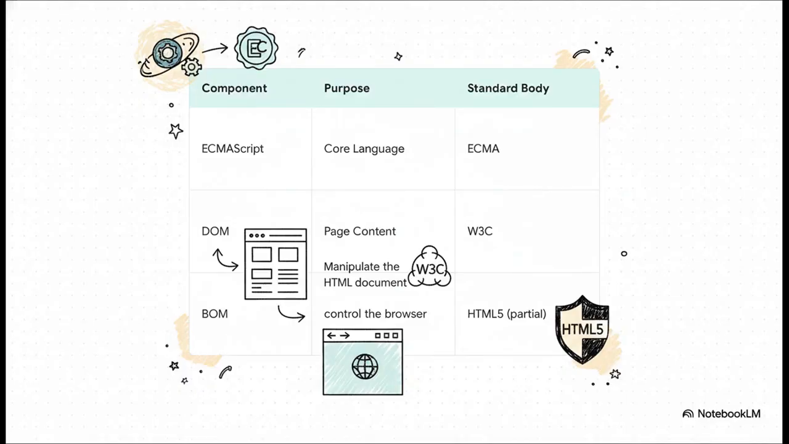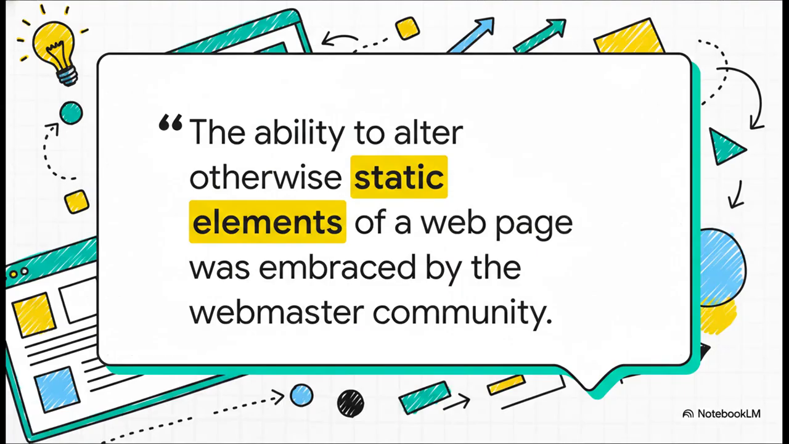You've got ECMAScript, that's the core language, standardized by ECMA. Then you have the DOM for messing with the page content, and that's standardized by the W3C. And finally, you've got the BOM for controlling the browser window, which is now partially standardized by HTML5. And you know, all of this technical stuff, ECMAScript, the DOM, the BOM, all of it grew from that one simple need that we talked about at the beginning. As one of the original sources puts it, the ability to alter otherwise static elements of a web page was embraced by the webmaster community. And really, that foundational idea is still what makes JavaScript so incredibly powerful today.